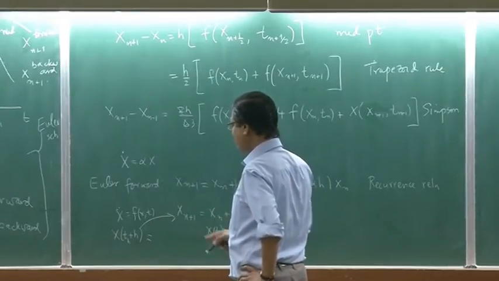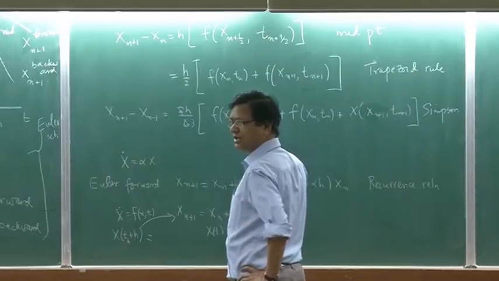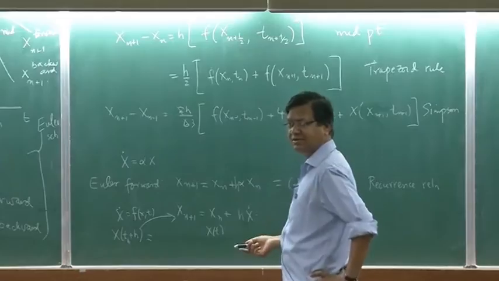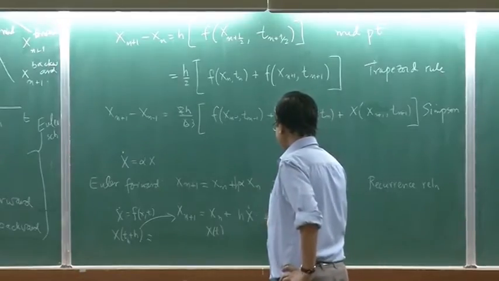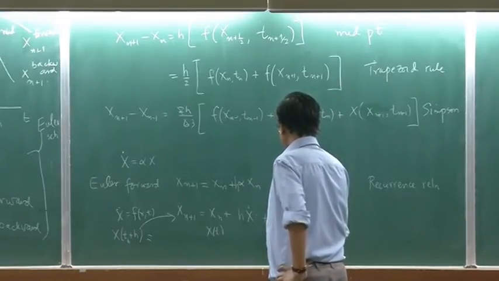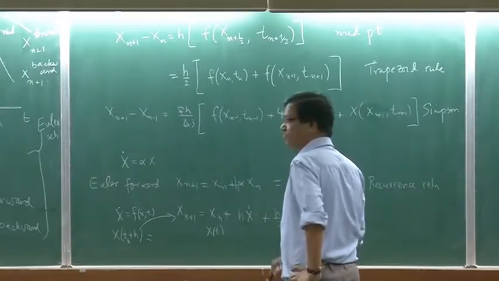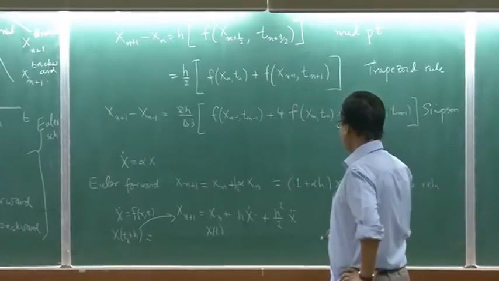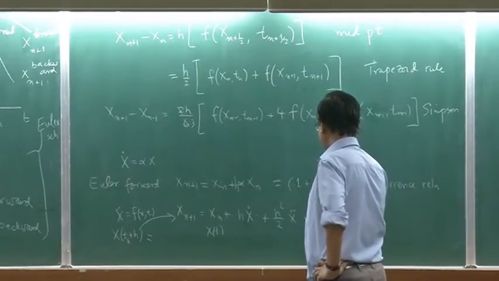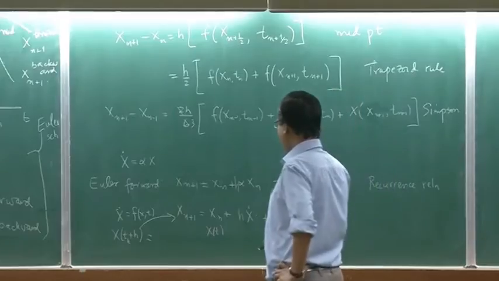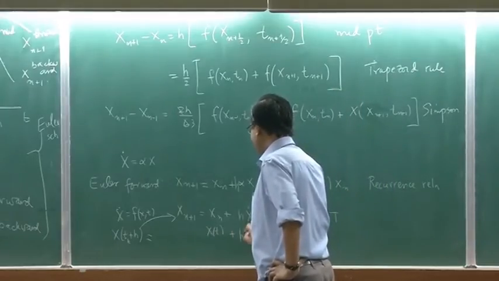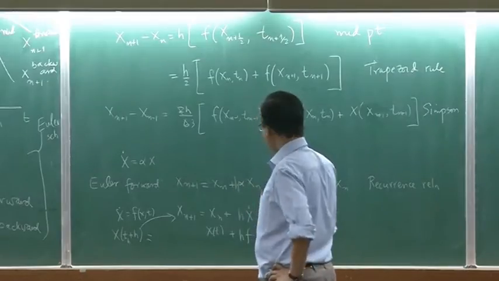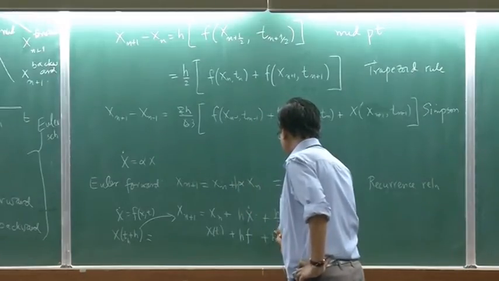Now Taylor series, what does it tell you? Next term is h x dot, right? That is a Taylor series. Next will be h squared by 2 x double dot. It's a function of time, so we just do it, plus higher order terms. Now this term is what? x dot is f, so I computed this is f, but my error is here, h squared by 2 x double dot.